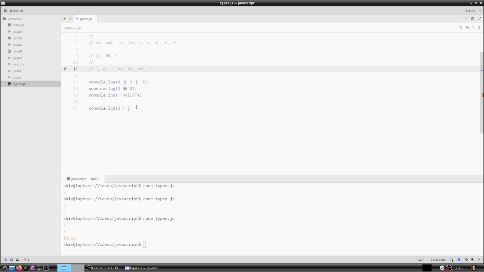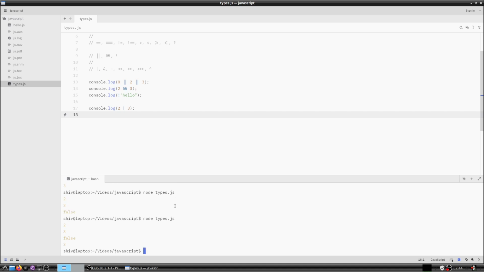The last row is bitwise. These are logical operators. Now we say 2 or 3. So what should be the output in this case? This will give us 2. Oh, sorry, 3. It is OR gate.